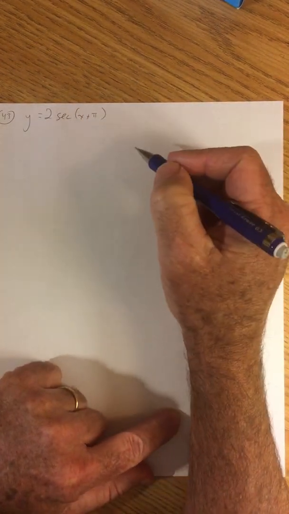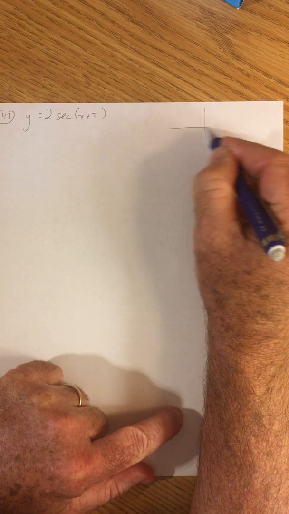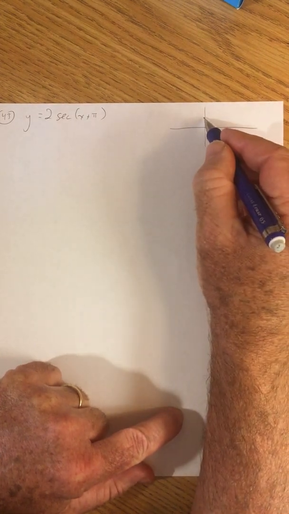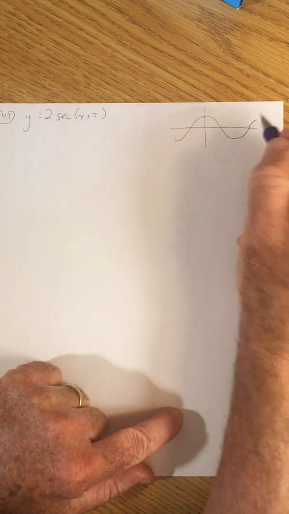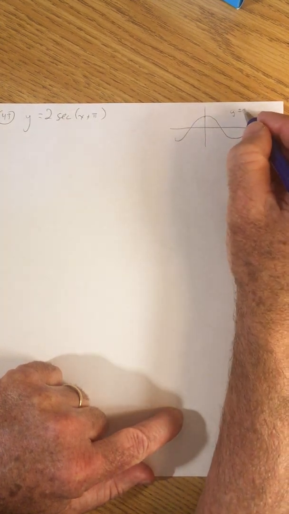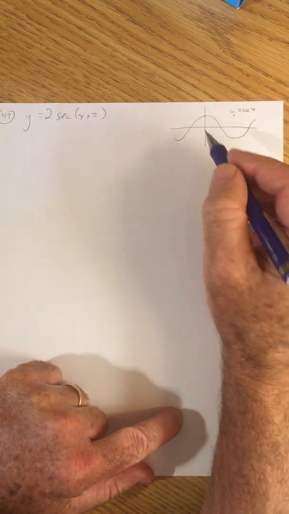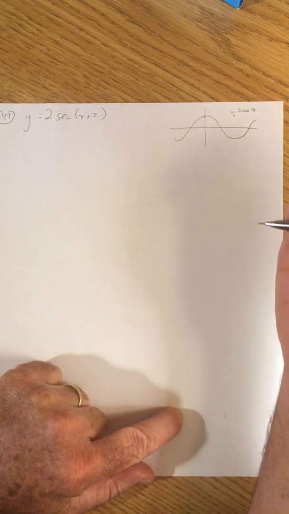All right, the second one is a secant type graph, and remember the parent graph for the secant is cosine, or not the parent graph, but the reciprocal function. So we'll draw a quick cosine, and we have to put points in there.